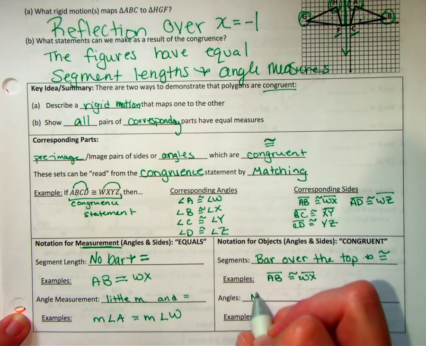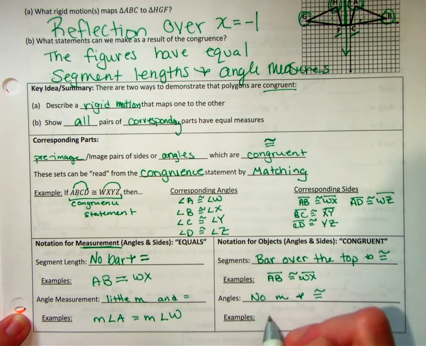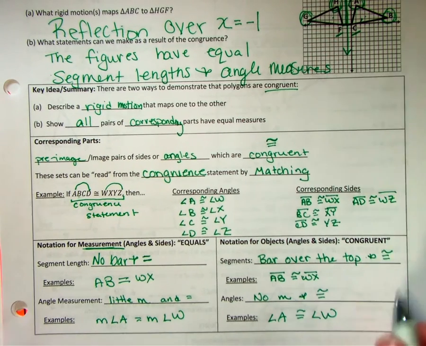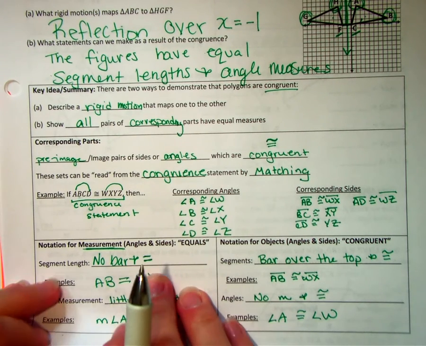And here you have no m and a congruency symbol. So it would be angle A is congruent to angle W. And I know that that's such a small thing, but we are going to be specific about it when we move forward. So we're going to be specific about it now. All right, flip the page.